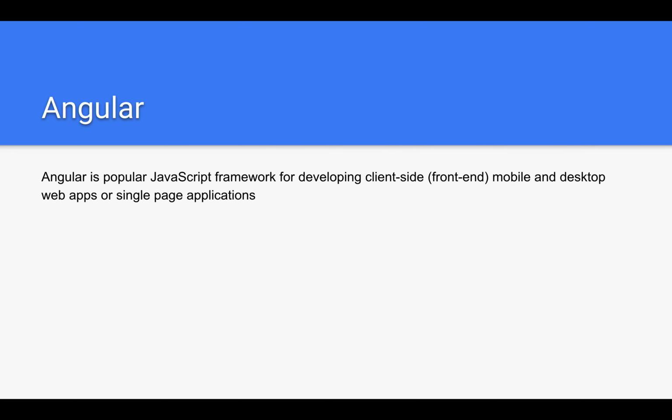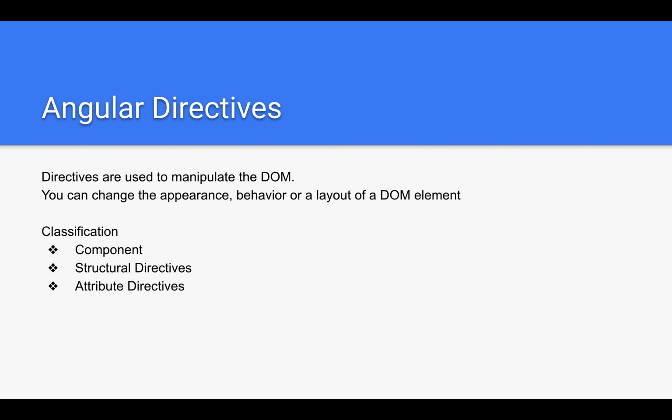So from the variables, you want to display the data in the HTML page. In that case, you have to use AngularJS. Basically, AngularJS is a popular JavaScript framework for developing client-side, mobile and desktop web applications. When you want to display the data, we have something called Angular directives.